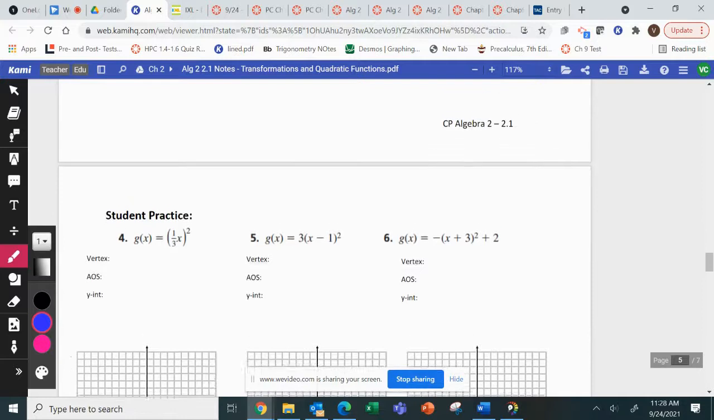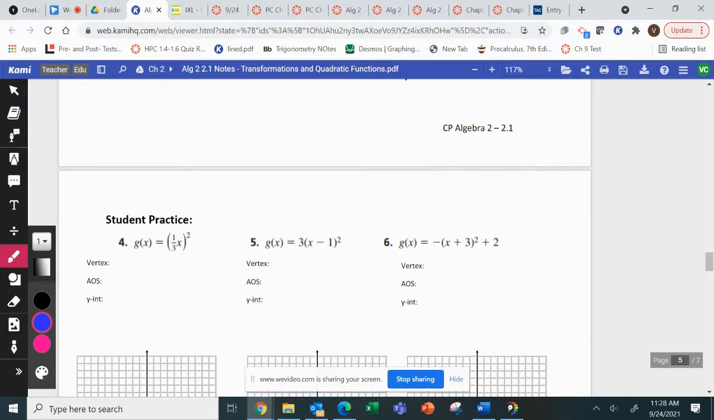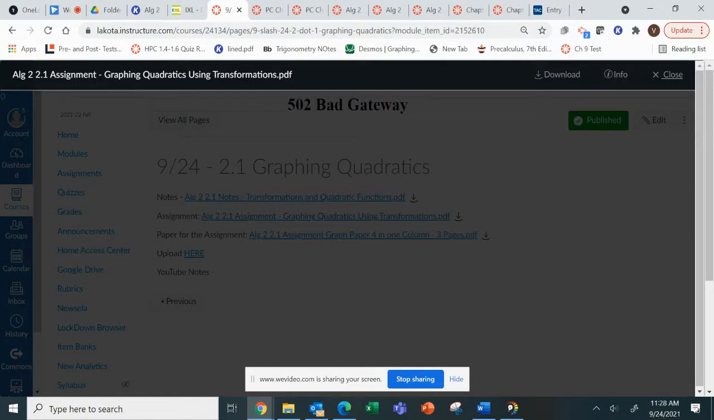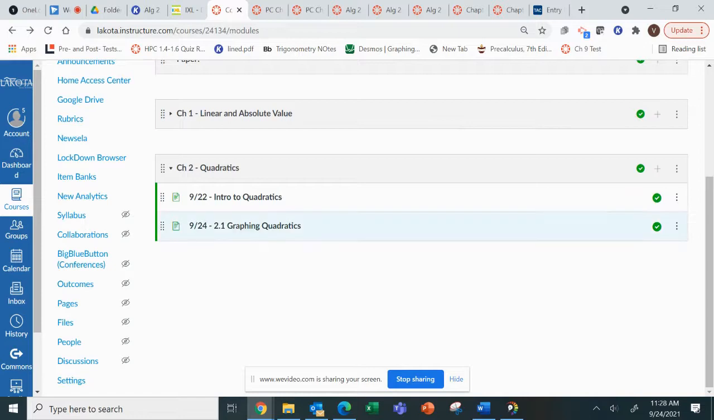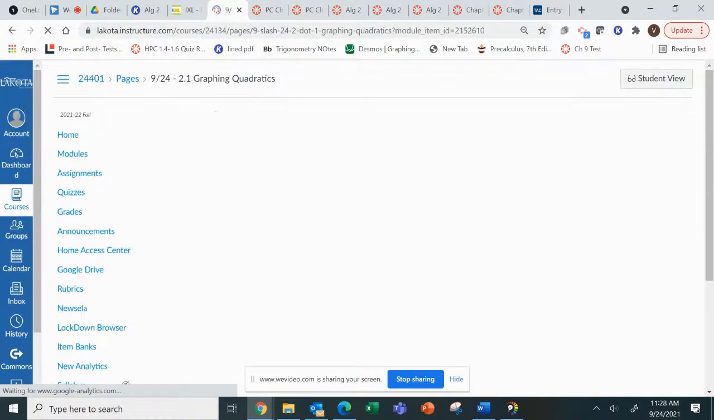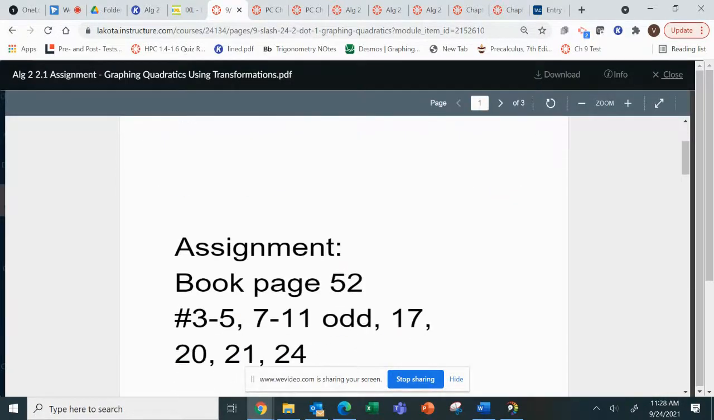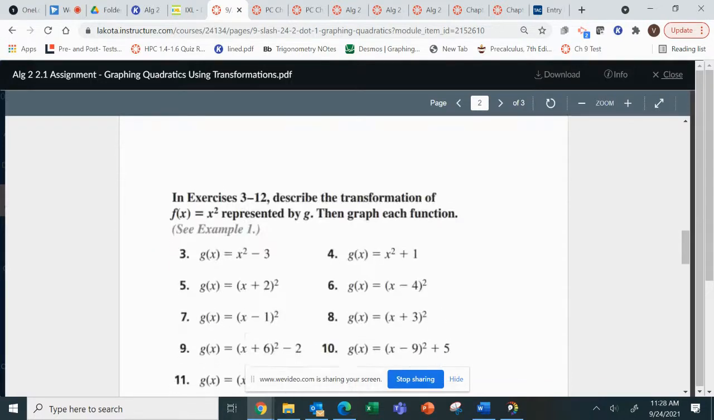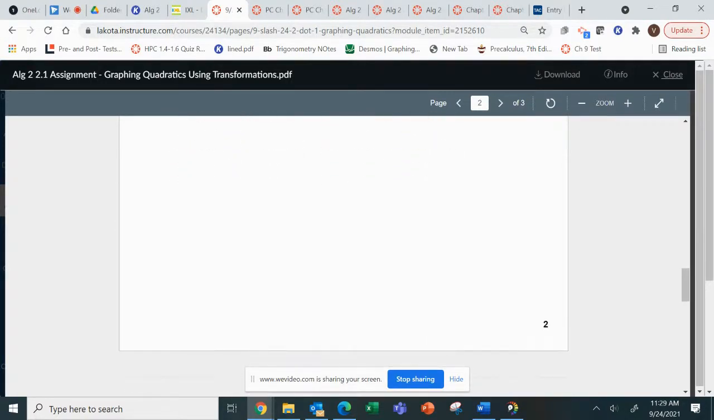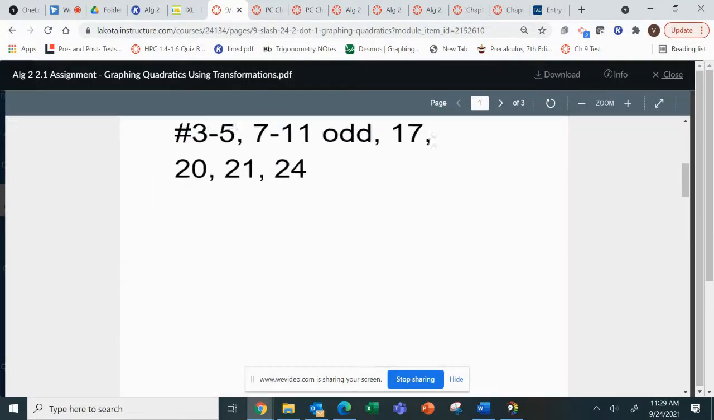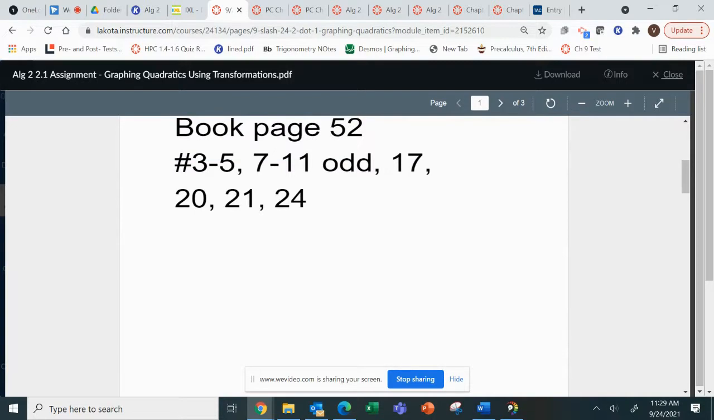So your assignment is 10 graphs. When you go to the module, you'll see when I open the assignment, it's actually like, oh, it says bad gateway. Great. Try that again. It's a page from the book, and I just screenshotted questions. There we go. So this is the assignment, and these are just screenshots from the book. So there's just questions for you. And then what I did is I gave you a paper to download.